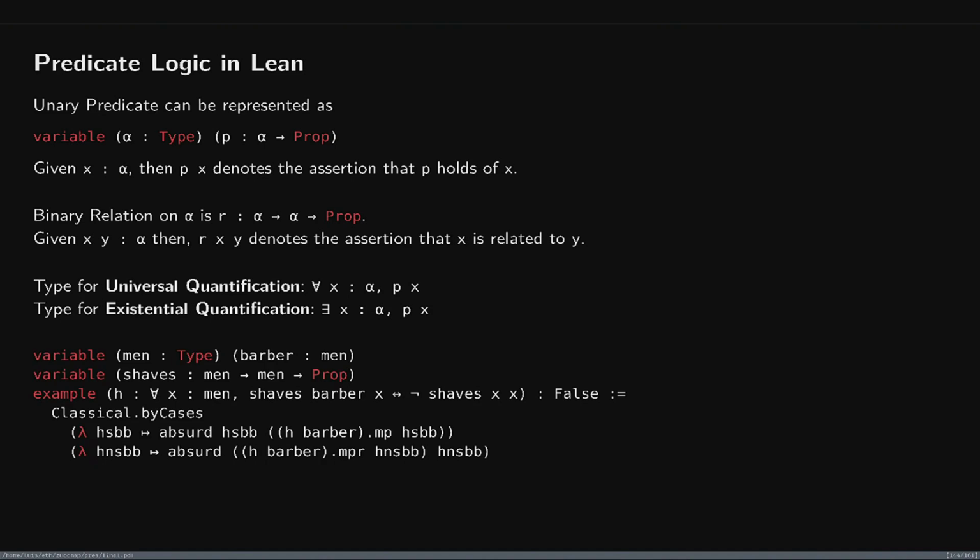For instance, you could prove that the Barber paradox leads to a contradiction. So if we have the type of all men, and the barber is a man, and we have this predicate, shaves, where we can ask if one person shaves another, then we'll see that if we assume that for every man, the barber shaves the man if and only if the man does not shave himself, well, then we will get a contradiction, since the barber will be shaving himself while he also isn't. And you can easily prove this in Lean.